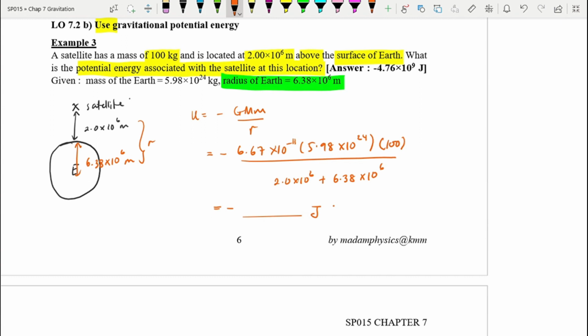Okay, basic sahaja. Kalau dia tanya change in potential energy, kita kena tengok mana-mana point yang dia tengah consider. Daripada point mana kepada point mana, and then kita akan tolakkan final minus initial.